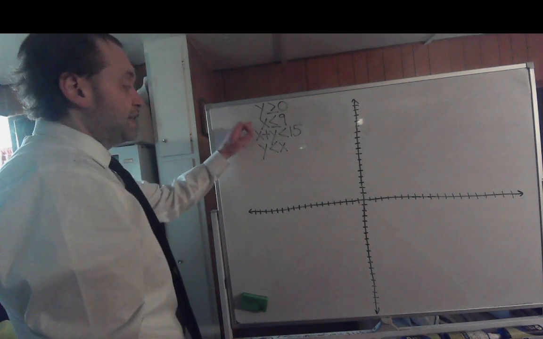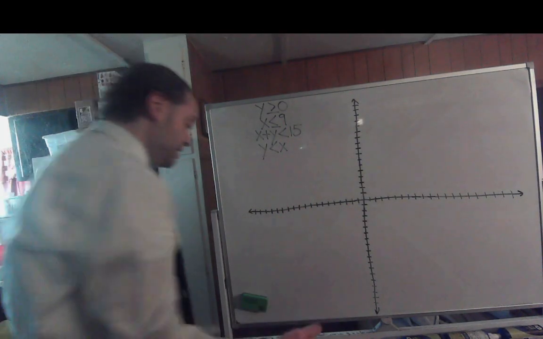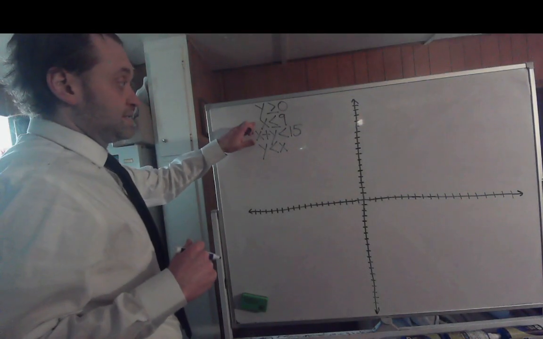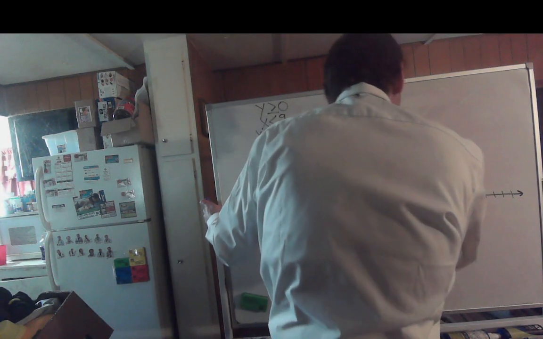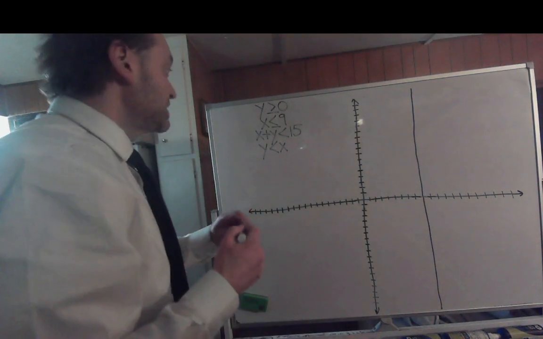Now how about x is less than or equal to 9? Since it has the equal to component, it's going to be a solid line through x equals 9. So 1, 2, 3, 4, 5, 6, 7, 8, 9. Alright, there's your solid line through x equals 9.